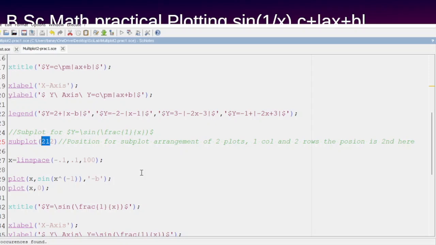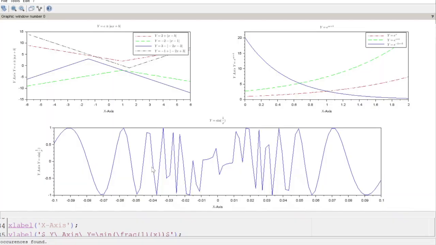So that is all. Let me run this again and show you our last result, the final result. This is our result.